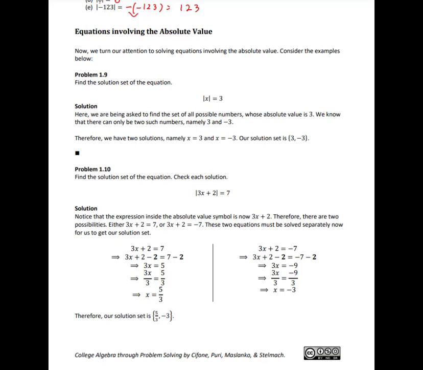So now let's take a look at equations involving absolute values. In problem 1.9, we are asked to find the solution set of the equation: the absolute value of x equals 3. So here we are being asked to find the set of all possible numbers whose absolute value is equal to 3. And we know that there can only be two such numbers, namely positive 3 and negative 3. Therefore, we have two solutions, x equals 3 and x equals negative 3. So our solution set is 3 and negative 3.